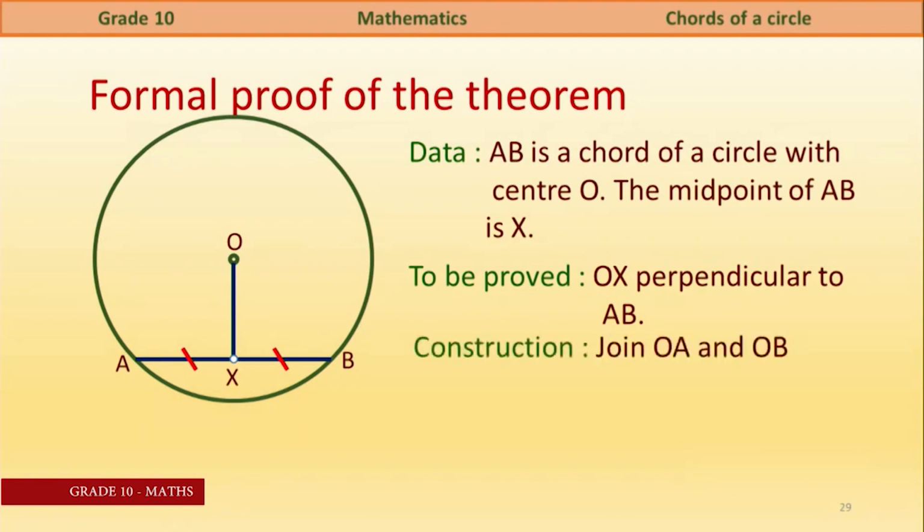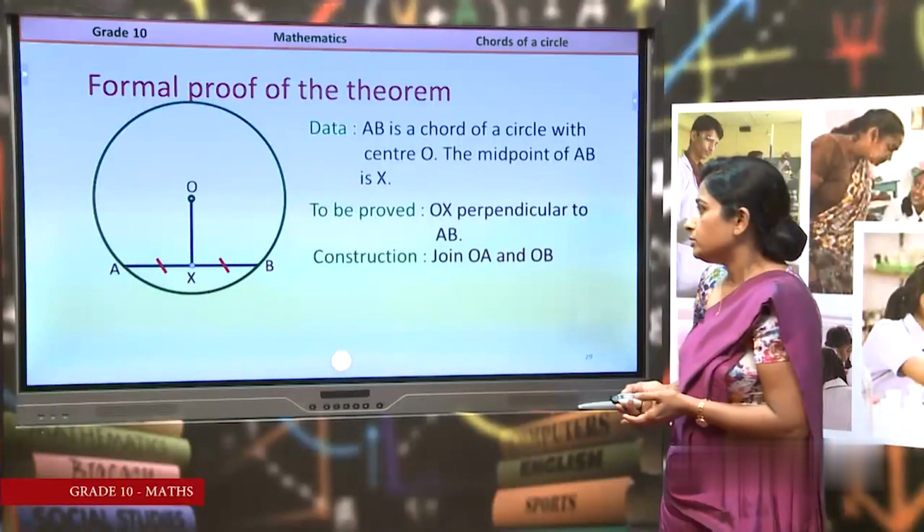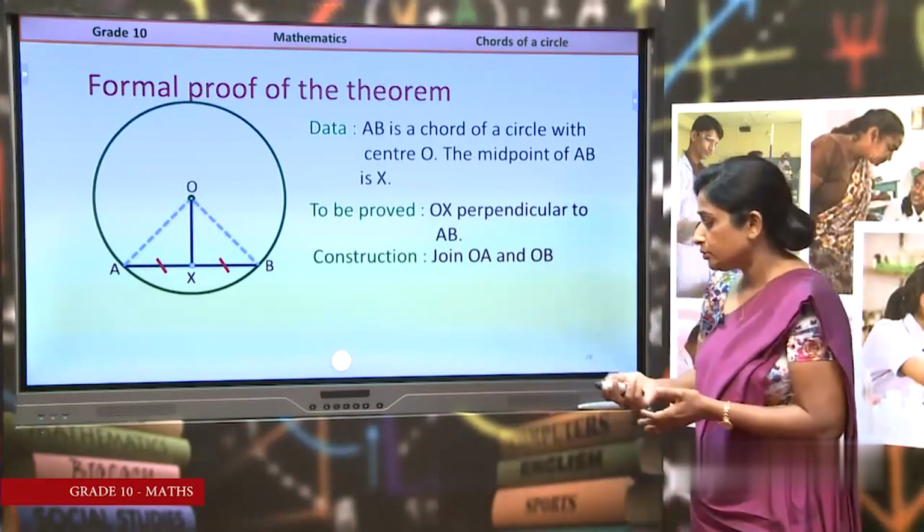Then, we can join OA and OB, because we have to do one construction here. To prove this, we should do a construction. The construction is we should join the points O and A, and O and B. Okay. After the construction, we can move to the proof. So, we can prove now. To prove that, we have to join it now.